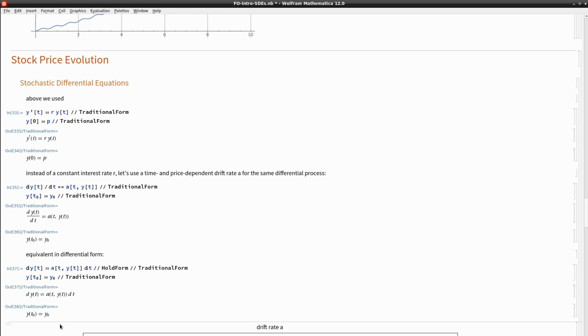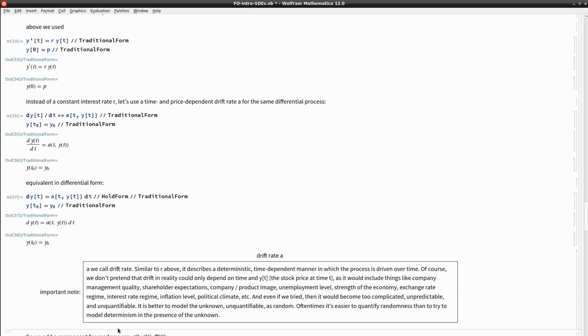Okay, so I want to make a couple of comments on the drift rate itself. So we call a the drift rate or the appreciation rate, and similar to r above, it describes a deterministic time-dependent manner in which the process is driven over time. And of course, we're not pretending that the drift of a stock price could really just depend on time and the stock price at time t. This would include things like company management quality, shareholders, the company or product image, marketing, unemployment level, strength of the economy, exchange rate, interest rate, inflation, political climate, and so forth. Right? So there are many things that would determine our change in the stock price.